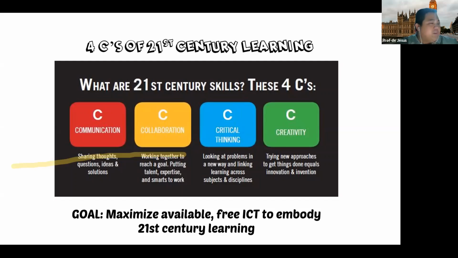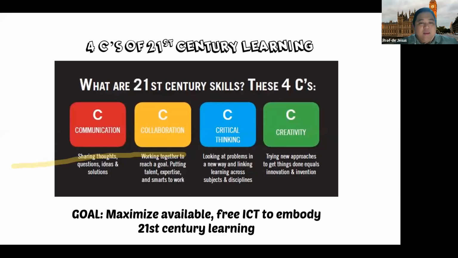So we have brief descriptions of the four C's. So for communication, there's a lot of sharing thoughts, questions, ideas, collaboration. It's an era wherein we need to work together because not only in the classroom or physically can we collaborate. As you can see, there are a lot of ways for us to collaborate and share thoughts, because we have so much advanced ICTs or information and communication technology.